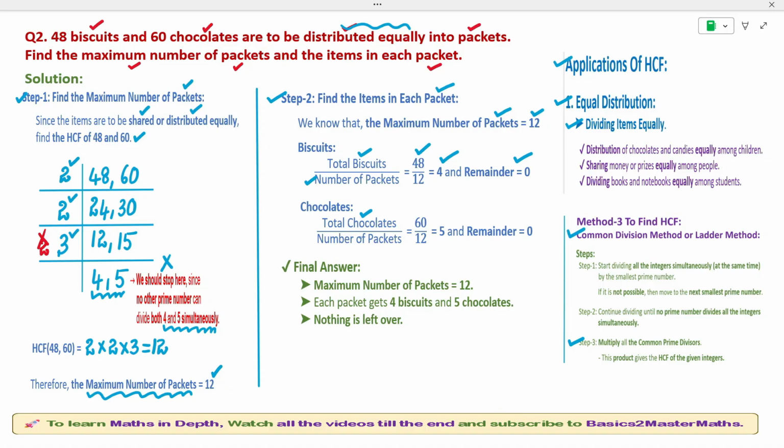Similarly, total chocolates divided by number of pockets, that is 60 divided by 12 gives you 5 and remainder is 0. Therefore, maximum number of pockets are 12. Each pocket gets 4 biscuits and 5 chocolates. Also, nothing is left over.